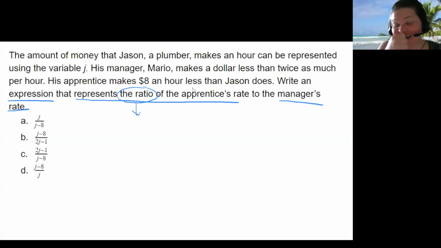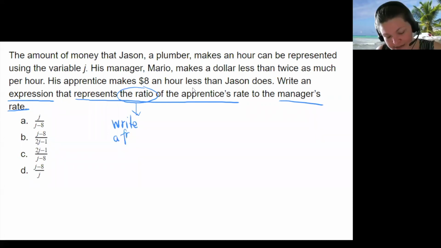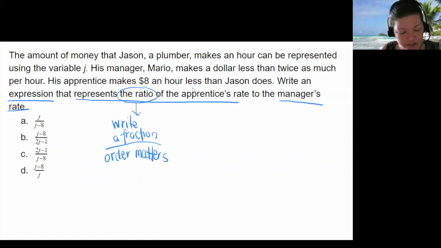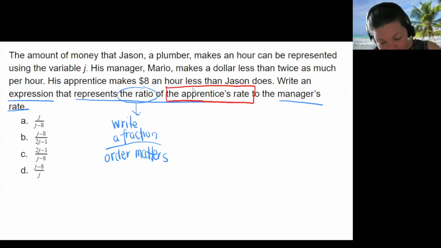Yeah, a ratio is a relationship between two numbers. And what kind of number has a relationship between two numbers within it? It's a fraction. And something important comes up when we're talking fractions or ratios. You should know that order matters. So you need to write your fraction in the order in which it's presented. So let's take a look at this. It says we want the ratio of the apprentice's rate. That's presented first. We're going to put that on the top of our fraction. To, that's the signal for a fraction bar. The manager's rate. That's presented second, and so that's going to be on the bottom, the denominator of our fraction.